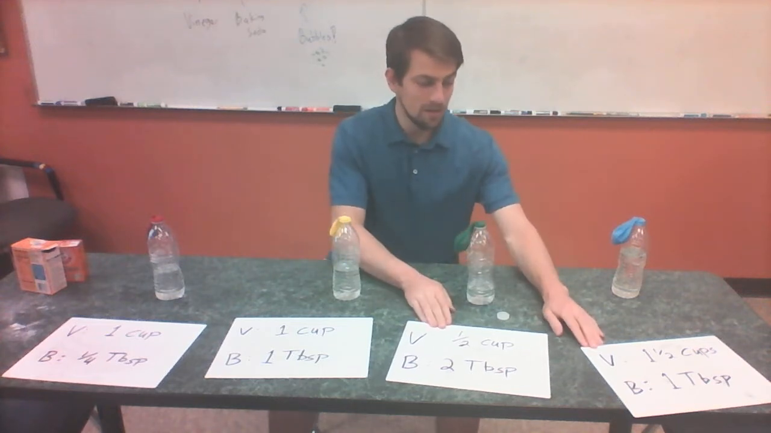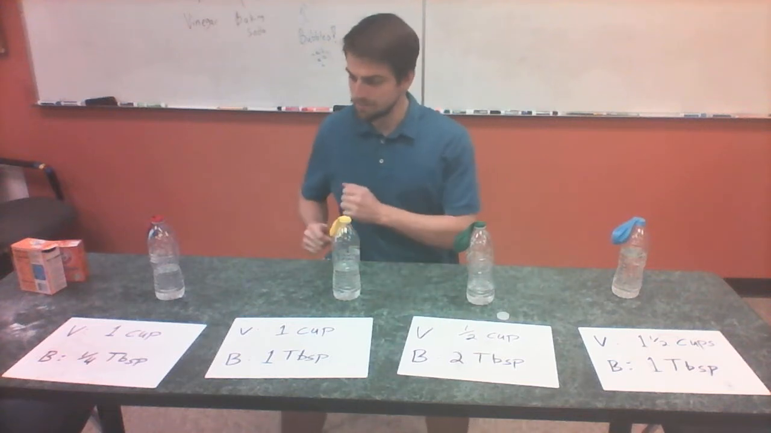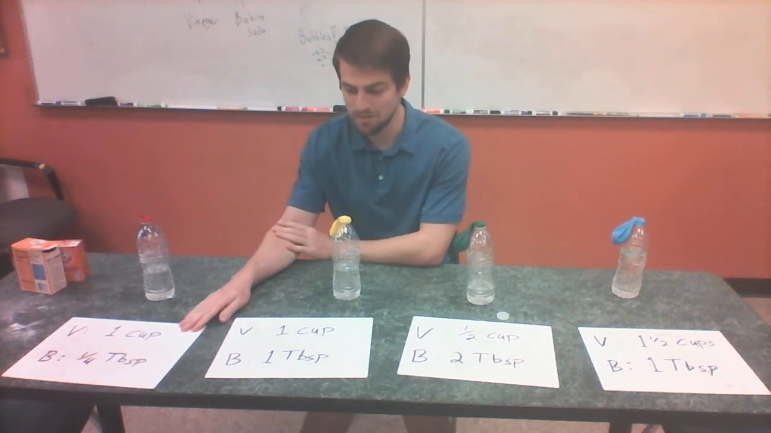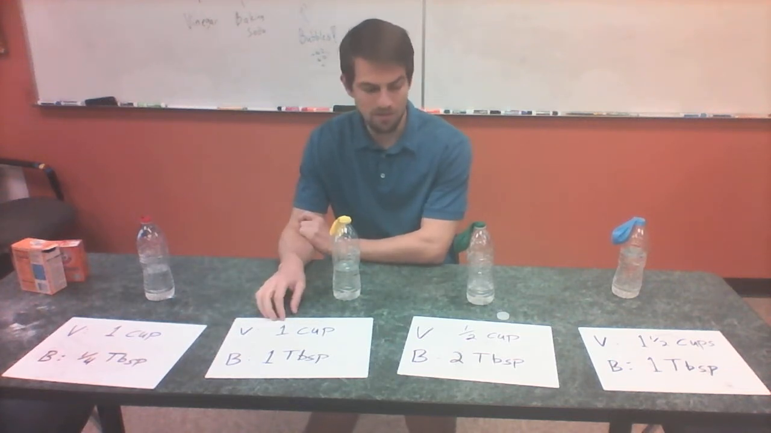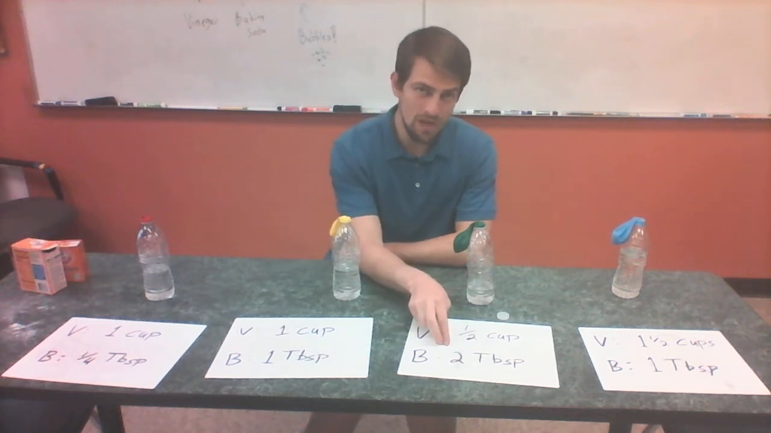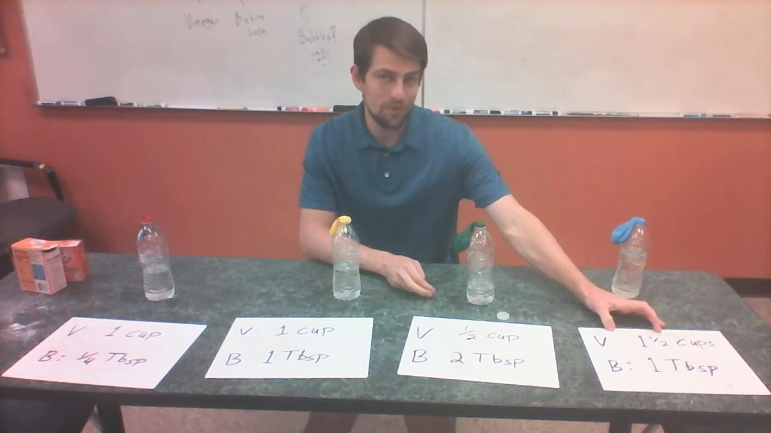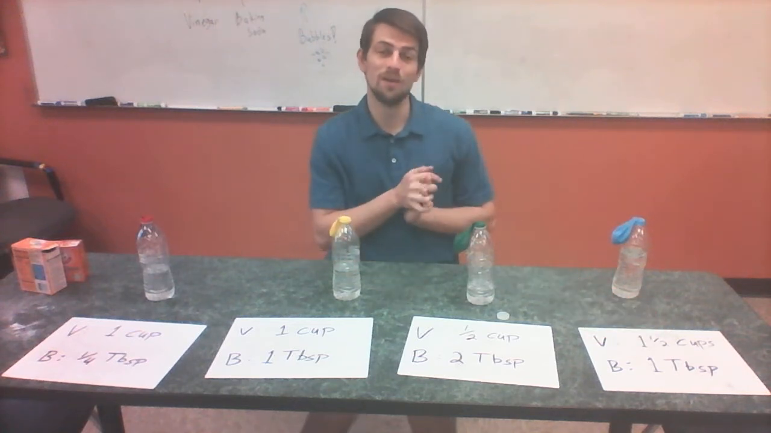So at this point, you can make your predictions as to which of these balloons you think will be the biggest. Is it going to be the 1 cup with 1/4 of a tablespoon of baking soda? Is it going to be 1 cup of vinegar with 1 tablespoon of baking soda? How about 2 tablespoons of baking soda, but 1/2 of a cup? Or 1.5 cups, the most vinegar out of any of them, and 1 tablespoon of baking soda?